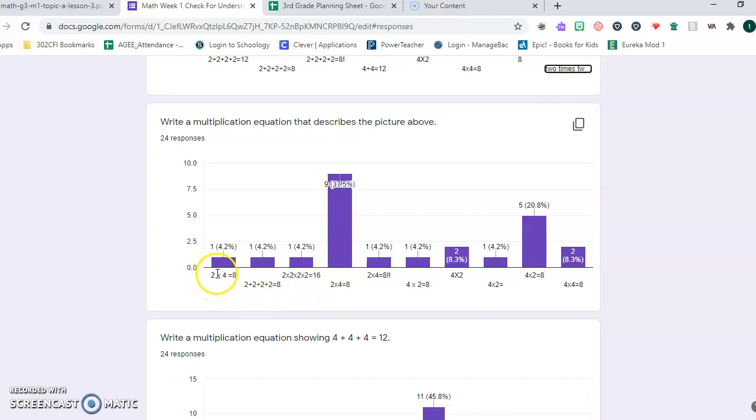So you can see it gives a different answer here for spaces. So it says 2 space times 4.